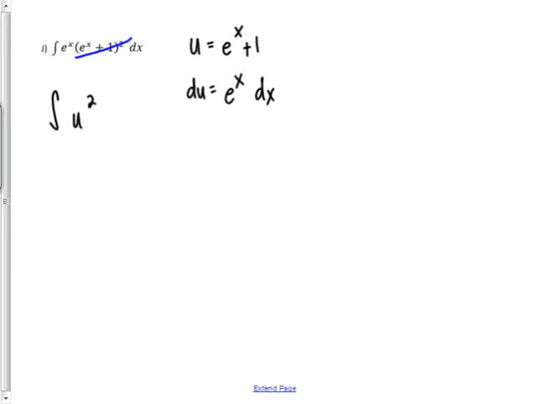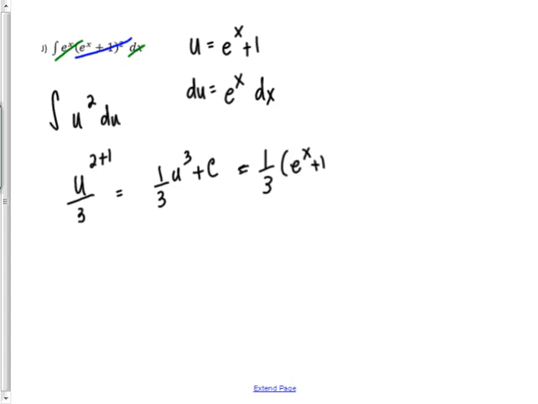I called u the whole inside of the parenthesis, so that does go away and become u squared. And then I need du, which is just e to the x dx, which is exactly what I have. So I can replace that with du, and then this is a power rule. Add 1 to it, divide by the new power. So 1/3 u cubed, so I get 1/3 e to the x plus 1 cubed plus c.